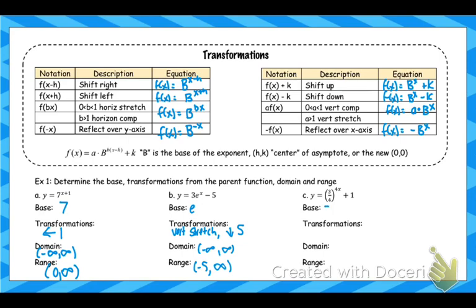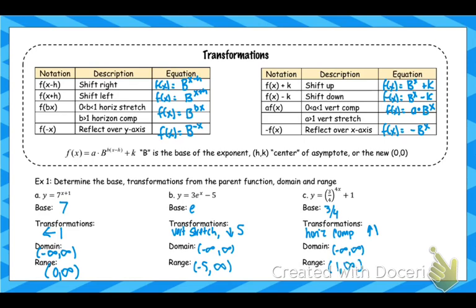Then the last one, that's a base of 3/4. Transformations, that 4 in the exponent is a horizontal, either stretch or compression. Because it's greater than 1, that is a horizontal compression. And this graph also has shifted up 1. Domain is from negative infinity to infinity. And then range is from 1 to infinity because it's shifted up 1.